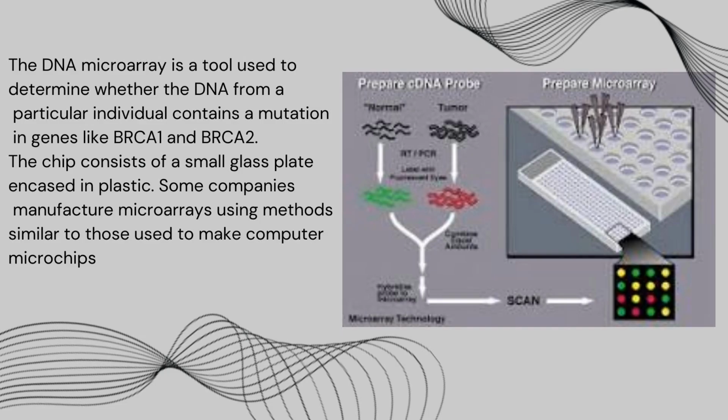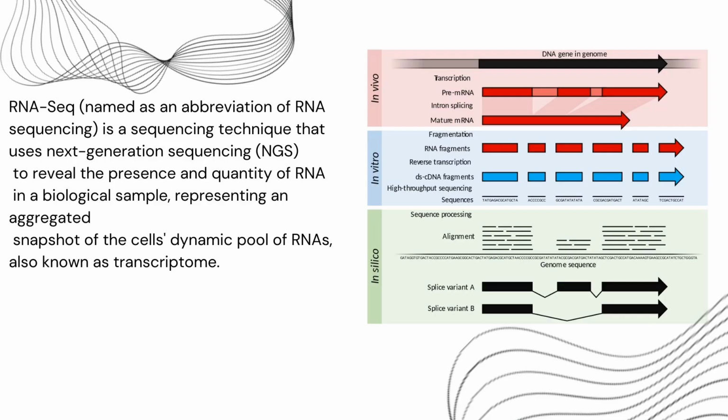The DNA microarray is a tool used to determine whether the DNA from a particular individual contains a mutation in genes like BRCA1 and BRCA2. The chip consists of a small glass plate encased in plastic. Some companies manufacture microarrays using methods similar to those used to make computer microchips. RNA sequencing is a technique that uses next-generation sequencing to reveal the presence and quantity of RNA in a biological sample, representing an aggregated snapshot of the cell's dynamic pool of RNA, also known as the transcriptome.